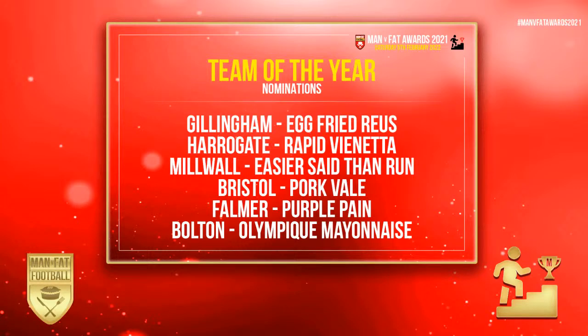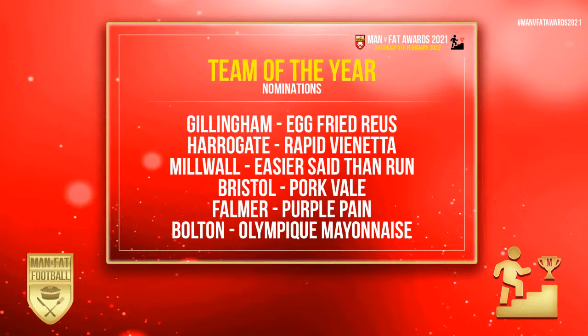Rapid Viennetta from Harrogate. Described as the epitome of the Man v Fat ethos, the Viennetta lads watch every game and support all the other teams. They struggled in season 1, losing 11 out of 12 on the pitch. However, their weight loss meant they clawed back many of these and never let it get their heads down.